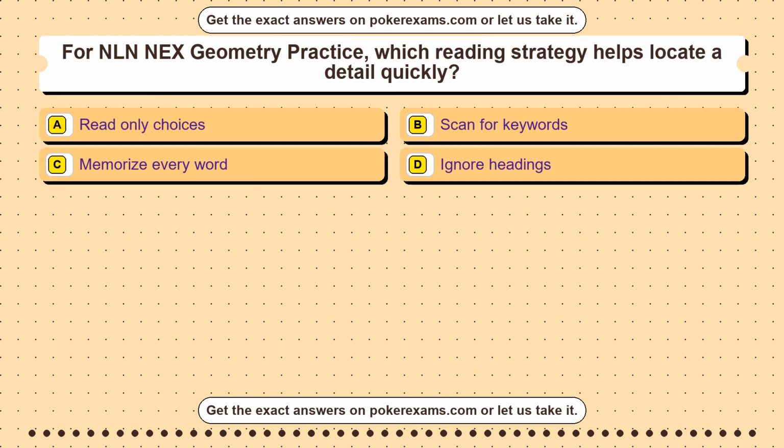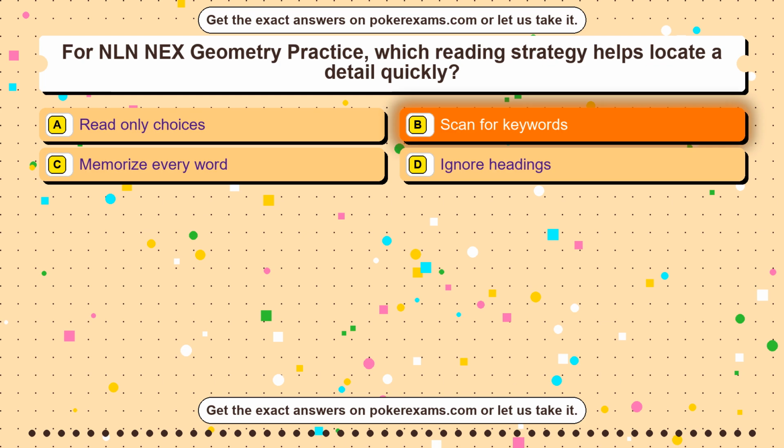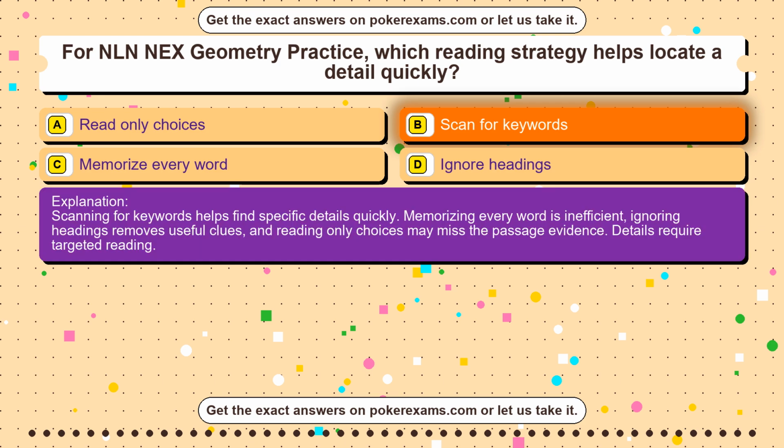Question 12. For get geography practice, which sentence uses evidence best? Option A. The answer is probably obvious. Option B. The article states that graduation rates rose by 8%. Option C. Everyone knows the result. Option D. It seems true to me. The correct answer is option B. The article states that graduation rates rose by 8%. The first sentence gives a specific evidence-based detail. The other choices rely on assumption, opinion, or vague wording. Evidence should be clear and verifiable.